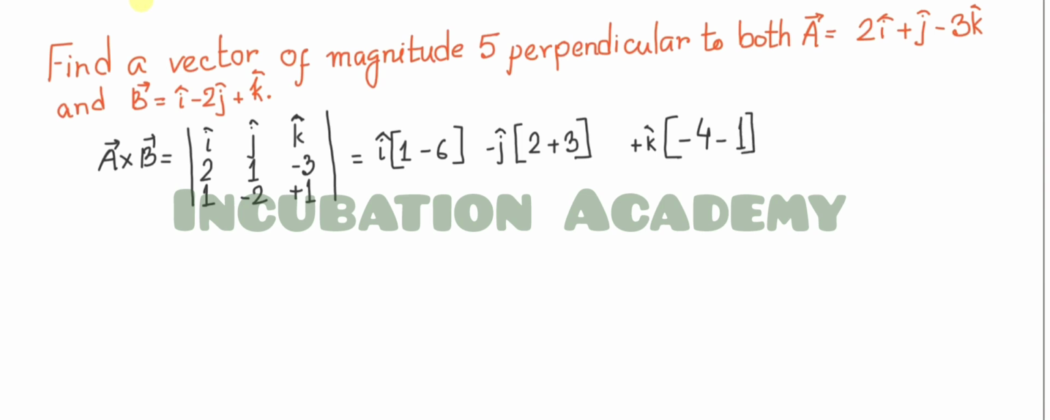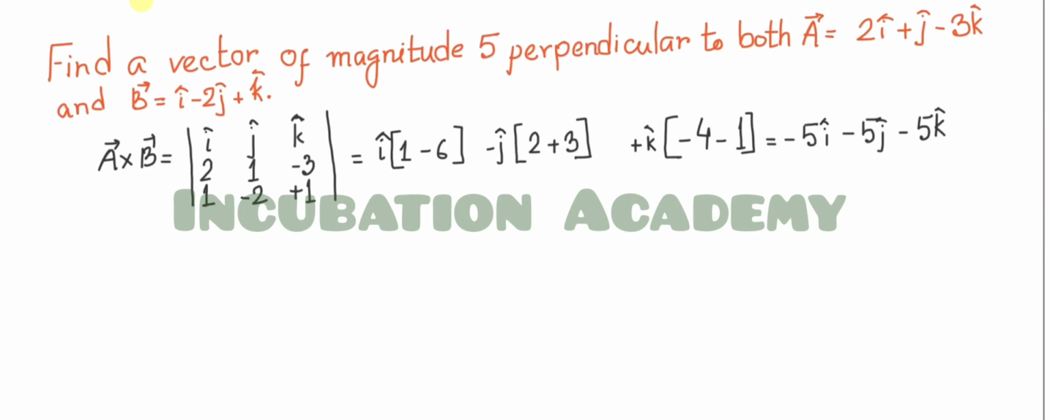So this becomes simply minus 5 i cap, because 1 minus 6 is minus 5. 2 plus 3 is also 5, and minus 4 minus 1 is also minus 5. So minus 5 i cap, minus 5 j cap, minus 5 k cap. So this is the vector which is perpendicular to both, the a cross b.